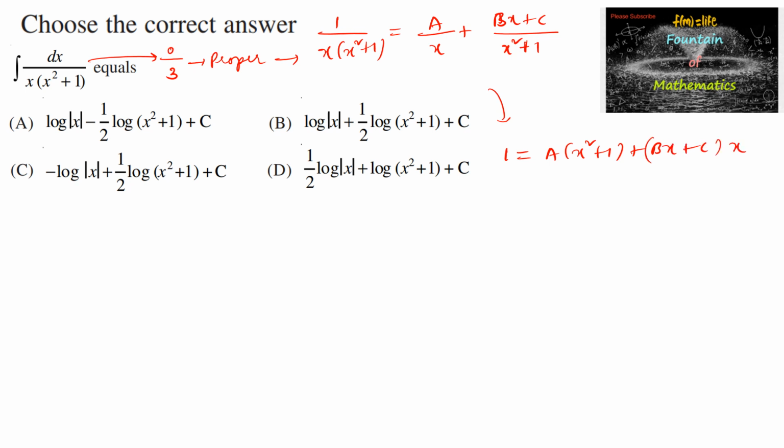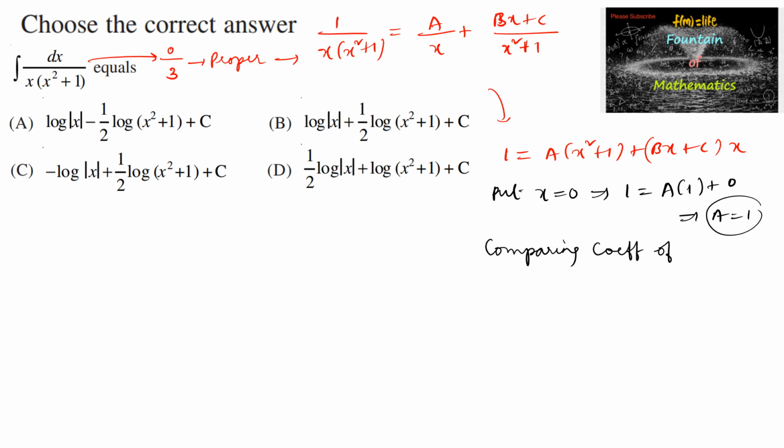And so 1 is equal to A times (x square plus 1) plus (Bx plus C) times x. So let us put x is equal to 0. So we get 1 is equal to A times (1 plus 0). So the value of A is 1. Now comparing the coefficient of x square, we have 0 on the left side, and on the right we can write A plus B. So A plus B is equal to 0, or B is equal to negative A, so minus 1. So the value of B is negative 1 and the value of A is positive 1.